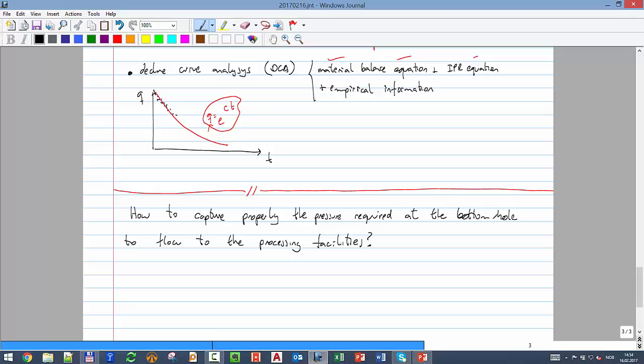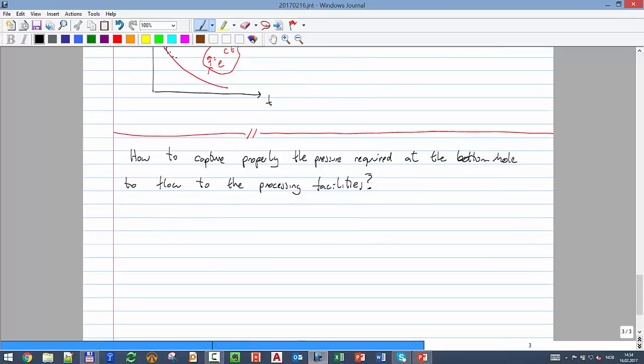Okay. We have a very complicated system, and after that I want to quantify, in the same way we have done the performance of the reservoir, the performance of the rest of the system.